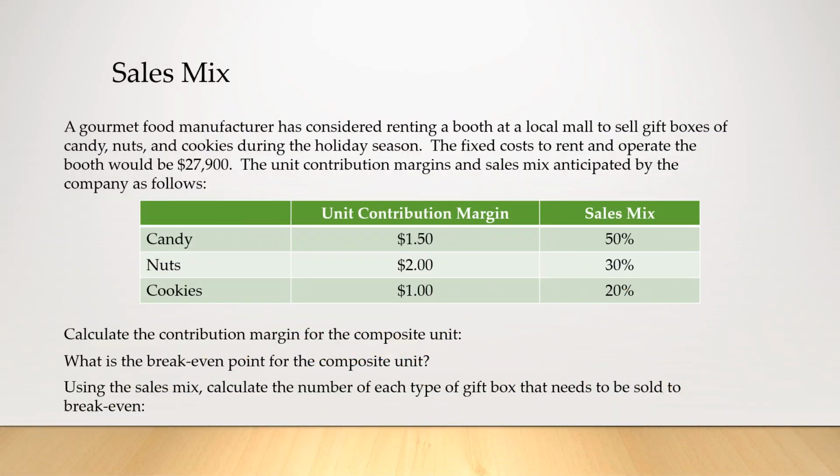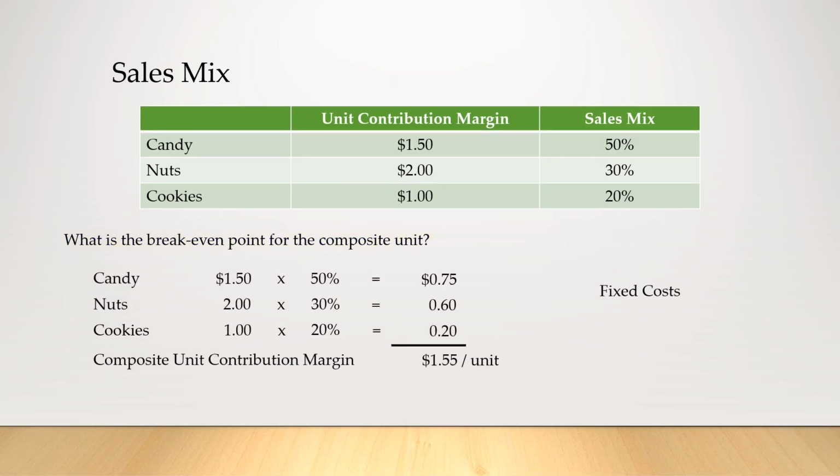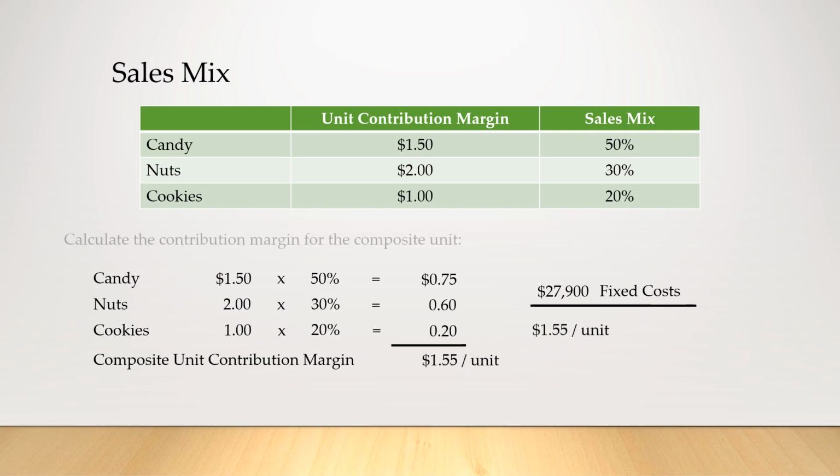Next, let's figure out the break-even point for the composite unit. We're still using the same formula to find the break-even point. Take the $27,900 of fixed costs and divide it by the contribution margin for the composite unit. Our break-even point is 18,000 units, or composite units to be more accurate.